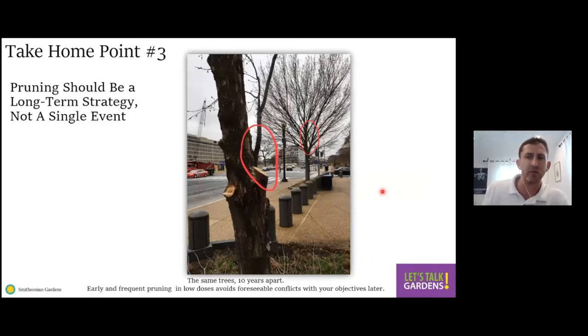Here's a great example of two trees that are about 10 years apart in age. On the older tree back here, let's say we have a large low branch, this branch here on the back right side of the tree, that we don't love and want to remove. But there's really no good way to remove it without creating a huge wound and a huge gap on the entire side of the tree. If we see that issue coming 10 years earlier, we can usually just remove that small branch that's starting to become a problem before it becomes a problem. So again, think of pruning more as a long-term strategy rather than a single event to fix things immediately.